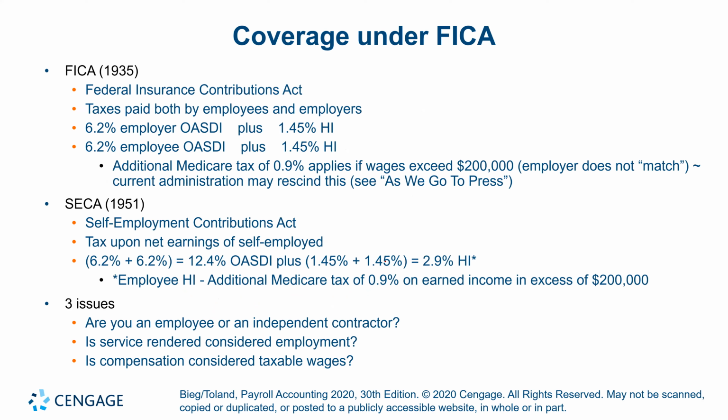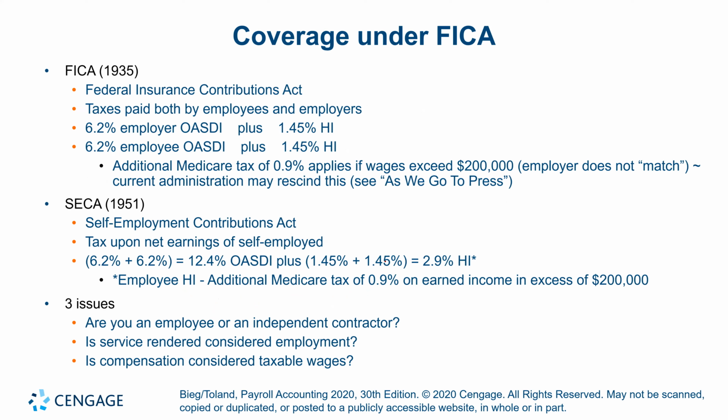Okay, so coverage under FICA. Again, this is the Federal Insurance Contributions Act. This act was first put into law in 1935. These represent taxes paid by both employees and the employers. And so the employer pays 6.2% for Social Security. The employer pays 1.45% for Medicare, and the employee does as well.